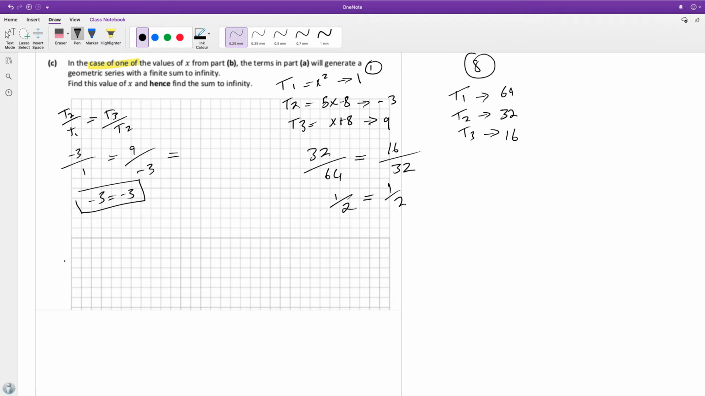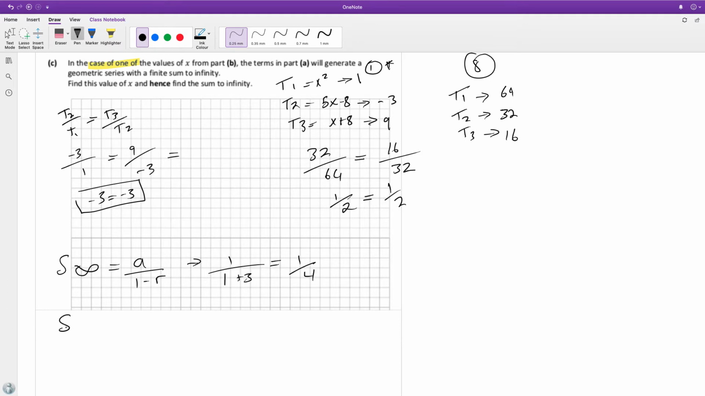What's my sum to infinity formula? Sum to infinity is equal to a over 1 minus r. So if we're using, for example, 1, what is my a, what is my r? A is x squared, which is 1, over 1 minus, what's my common ratio? Minus 3 over 1, which is minus 3. 1 minus minus 3 is 4. Which is 1 over 4.